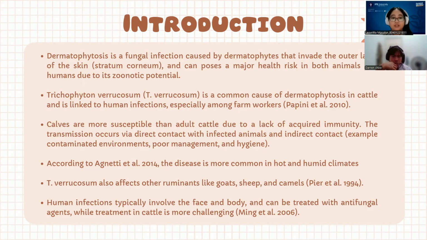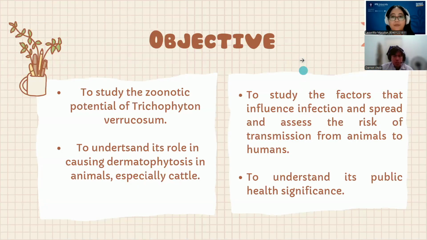So, Trichophyton verrucosum also affects other ruminants like goats, sheep, and camels, according to Pierre et al. 1994. Human infection typically involves the face and also the body, but can be treated with antifungal agents, while treatment in cattle is more challenging, Min et al. 2006.